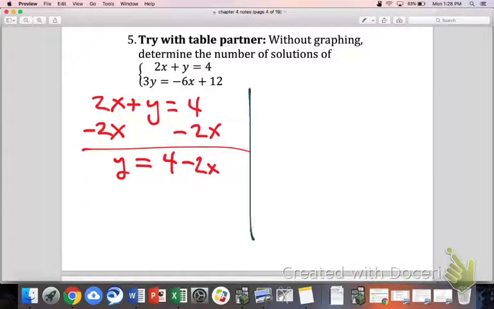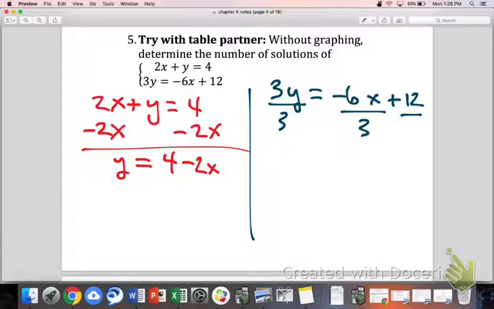All right. So then, Lana, what about the other one? The other one will take a little bit more work. 3y equals negative 6x plus 12. Like Sam, we want to get the y by itself. What do I need to do? Just divide by 3. Good. So if I divide both sides by 3, y equals, what about the negative 6 over 3, Lana? You divide that and you get negative 2. Okay, so negative 2x. What about 12 over 3? You would get 4. Okay.